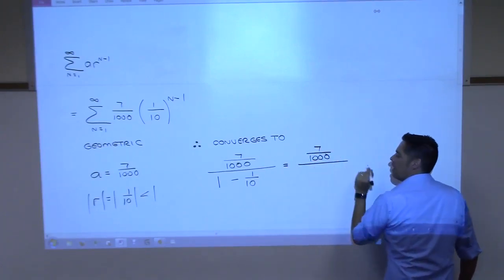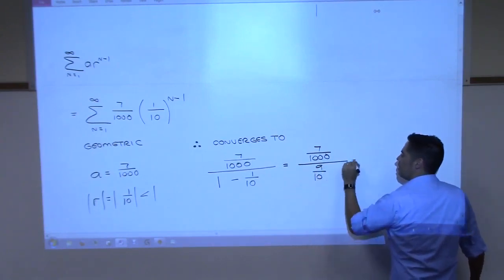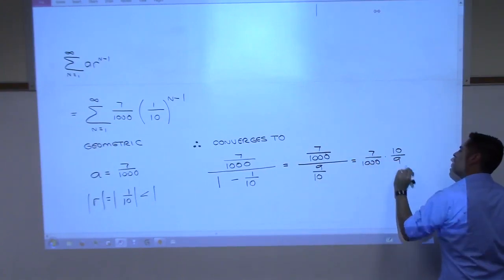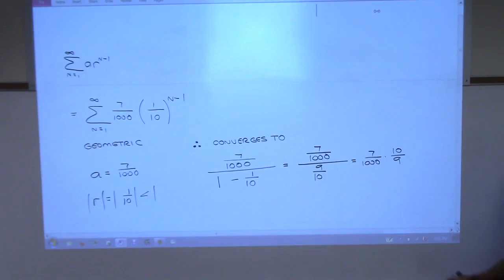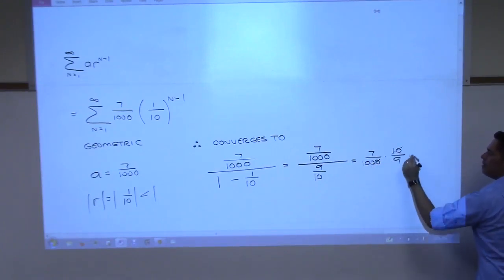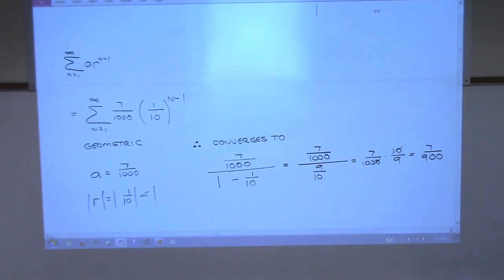Seven over 1,000. The bottom is what? 9/10. All right, flip it. 7 over 1,000 times 10 over 9. So cancel. I can just cancel 1 0 there. So you get 7 over what? 900? Is that right? 7 over 900. So if you were able to add those up forever, it would converge to this.